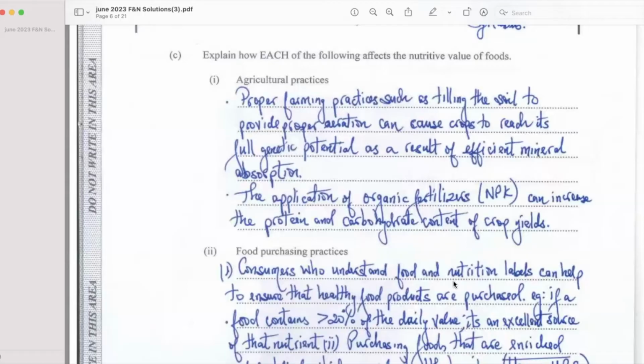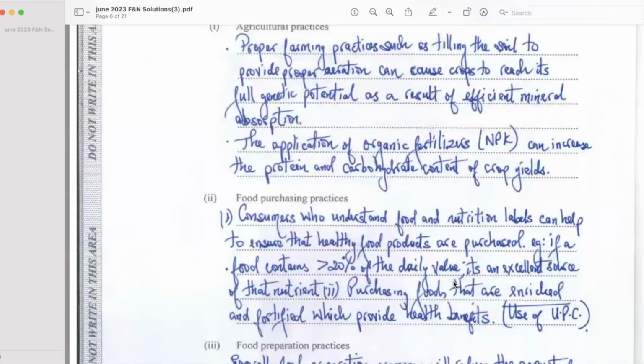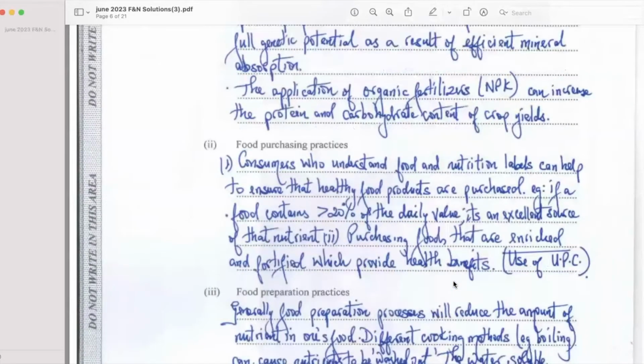Yes. And then the next one asks you to explain food purchasing practices. So they say consumers who understand food and nutrition labels can help to ensure healthy food products for purchase. Example, if food contains 20% or more of a daily value, it's an excellent source of nutrients. Another point, purchasing foods that are enriched and fortified with nutrients. So they add nutrients to the food item, yeah?